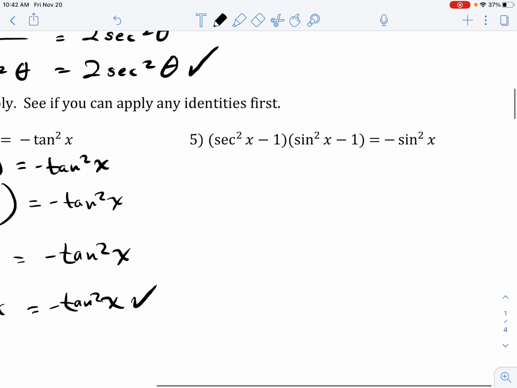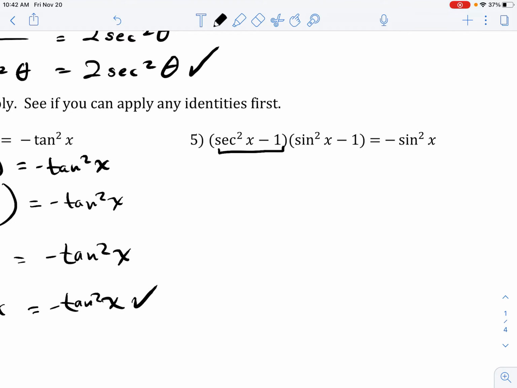All right, let's go ahead and try that right side now and try number 5 here. We've got secant squared x minus sine squared x minus 1, and we're trying to show that's equal to negative sine squared x. Again, I'm going to try to apply some identities first. It's a pretty similar looking problem. We've got this being equal to tangent squared x, this being here equal to negative cosine squared x, and you can see that's pretty much the same problem, just using a different set of quotient identities.